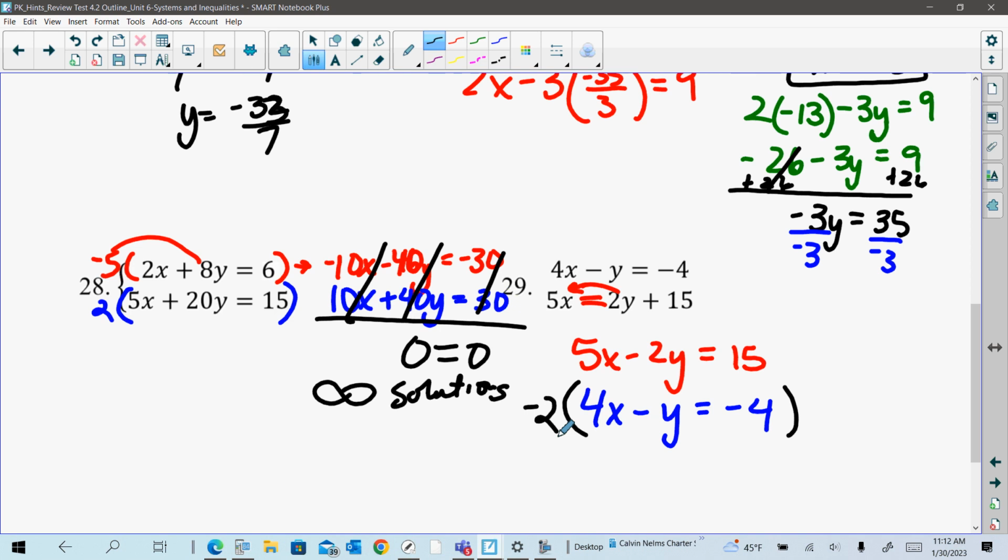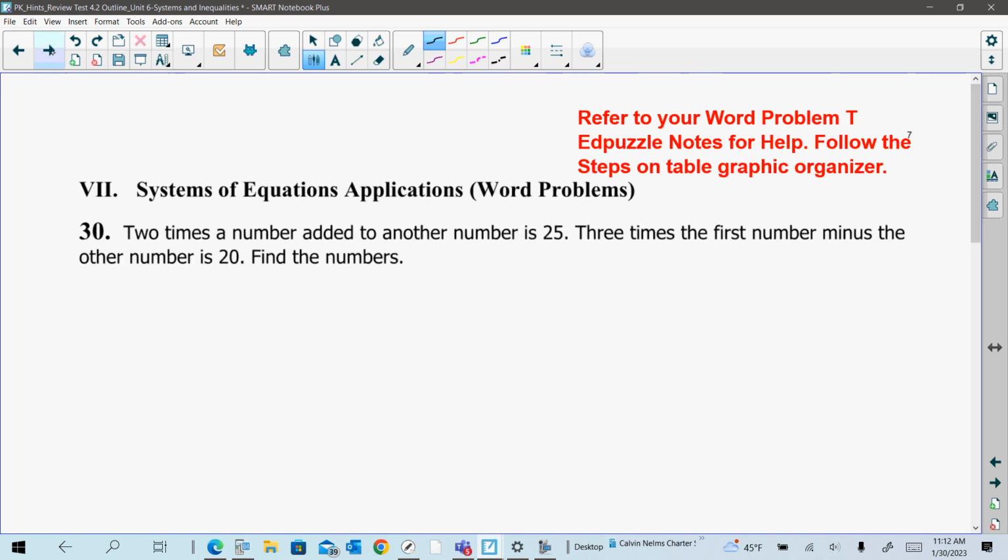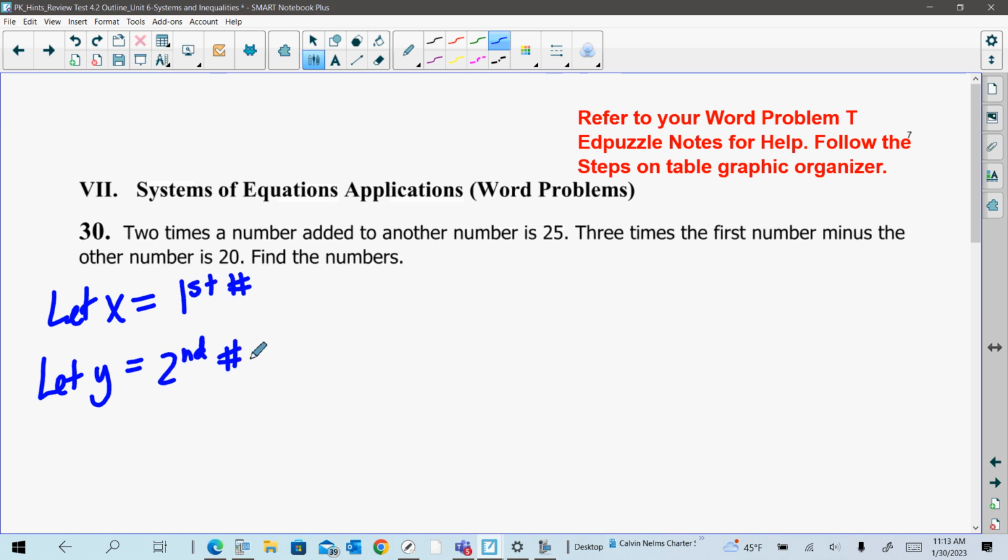All right, and then on the last section, word problems. You're gonna have one where you have to match it to the correct word problem setup, and one where you have to actually solve it. So you need to always start off with your let statement. Here, because we're talking about two numbers, x can be the first number, and y could be the second number.